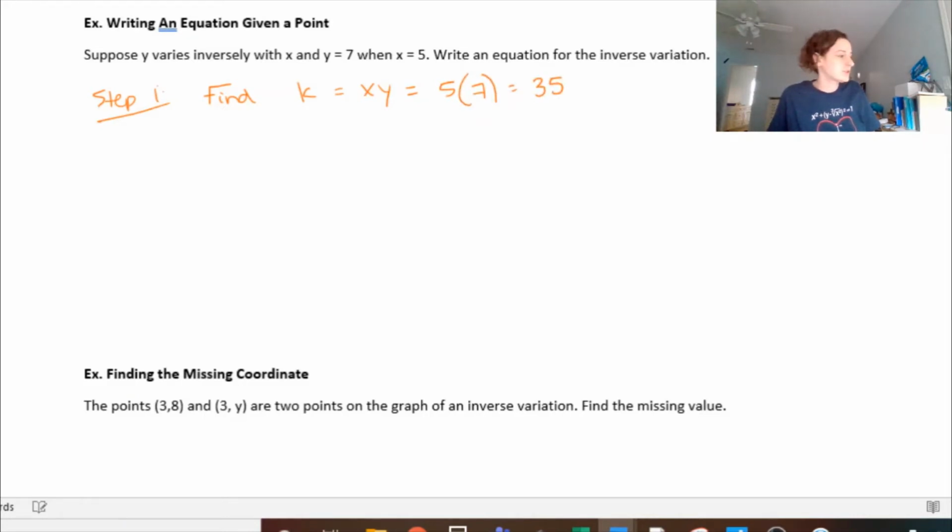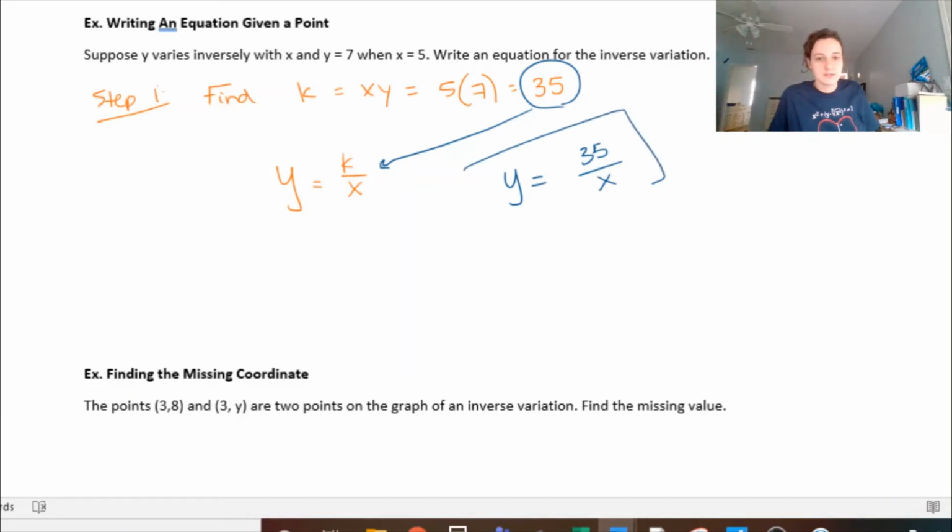Now plug that into your equation, right? So then you have y is equal to k over x. Well, I know that k here is 35, right? So I'll take this, plug this in here to come up with your equation y is equal to 35 over x. And that is your inverse variation equation. Okay? So very simple to find the equation. Find k, then plug it into the equation y equals k over x.